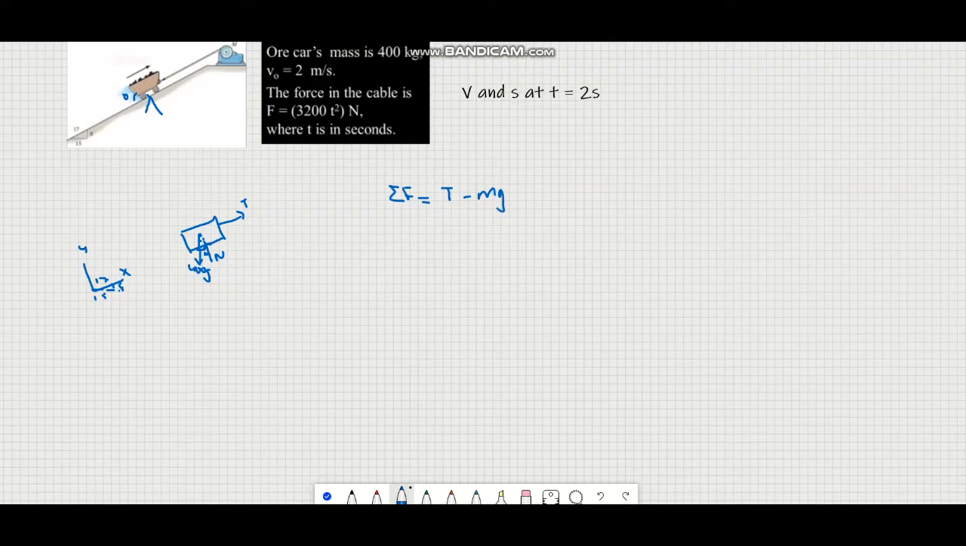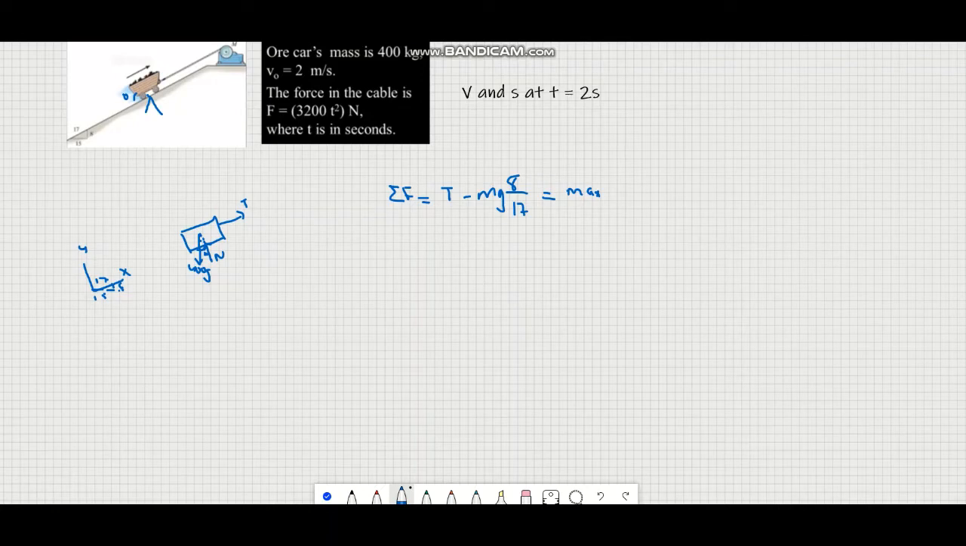Right now we need to multiply by the sine theta in order to get this term, right? So it's going to be 8 over 17. 8 over 17 is equal to m and a in x direction, right? So x direction motion.